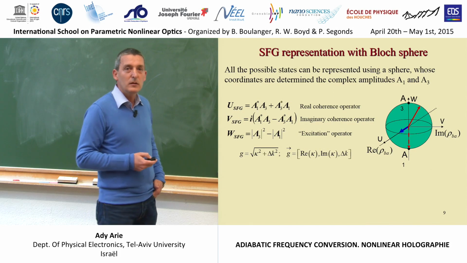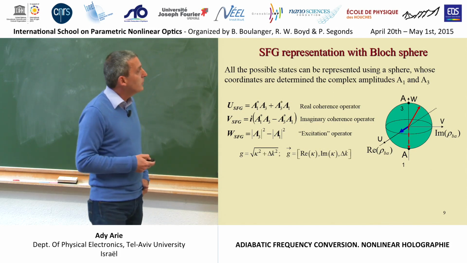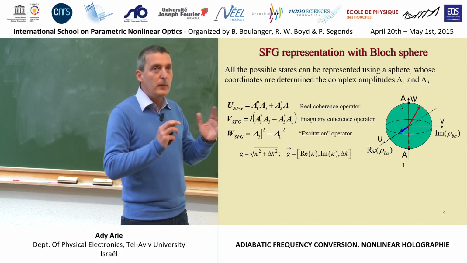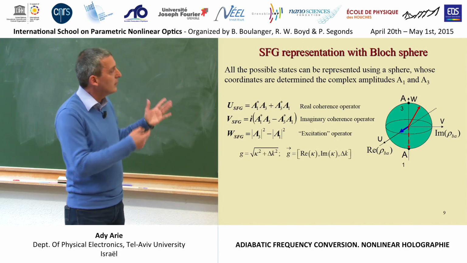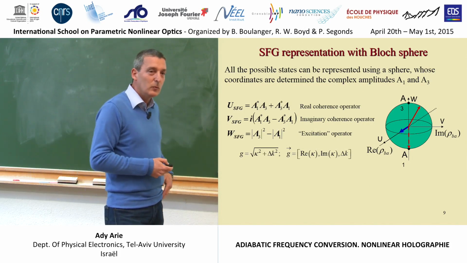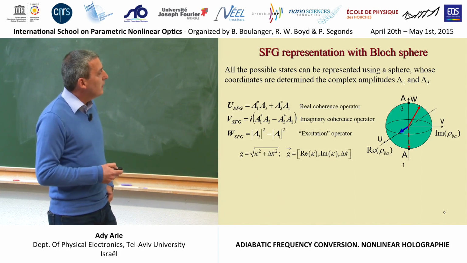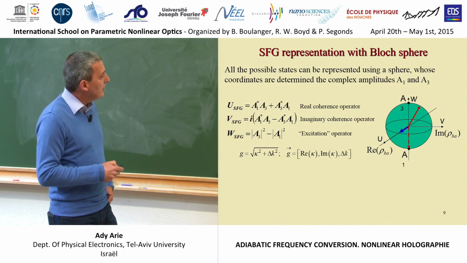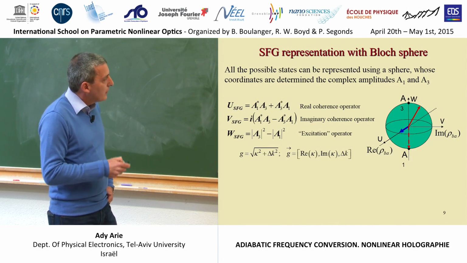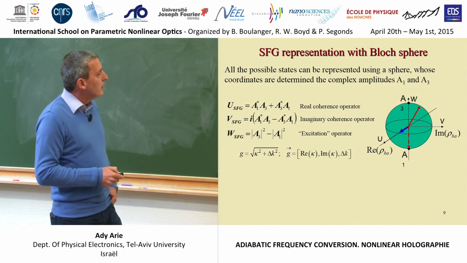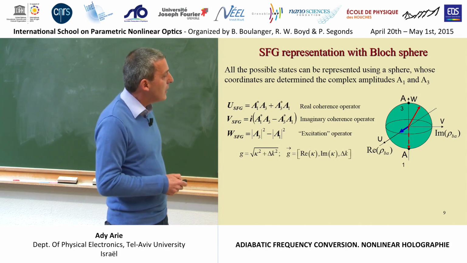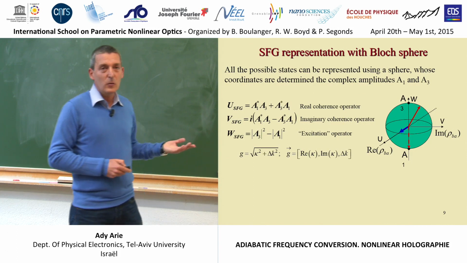One of them, mentioned yesterday by Professor Lux, is the Bloch sphere representation. The idea is that any state of the system, we can map onto a sphere. It's called the Bloch sphere, but if it's polarization, it will be called the Poincaré sphere. These are the three coordinates that define the state. I think the interesting one for us is the W coordinate. If we are at the north pole, it means that all the energy is at omega 3. And if we are at the south pole, all the energy is at omega 1.